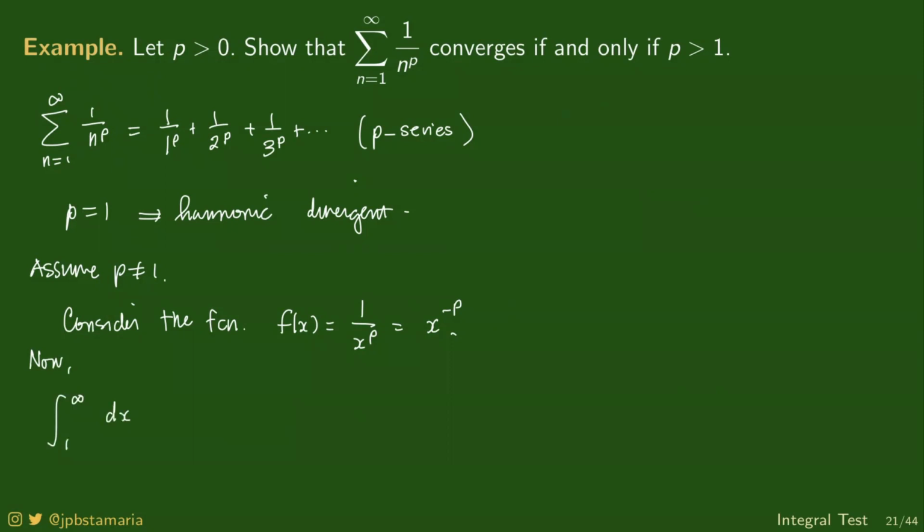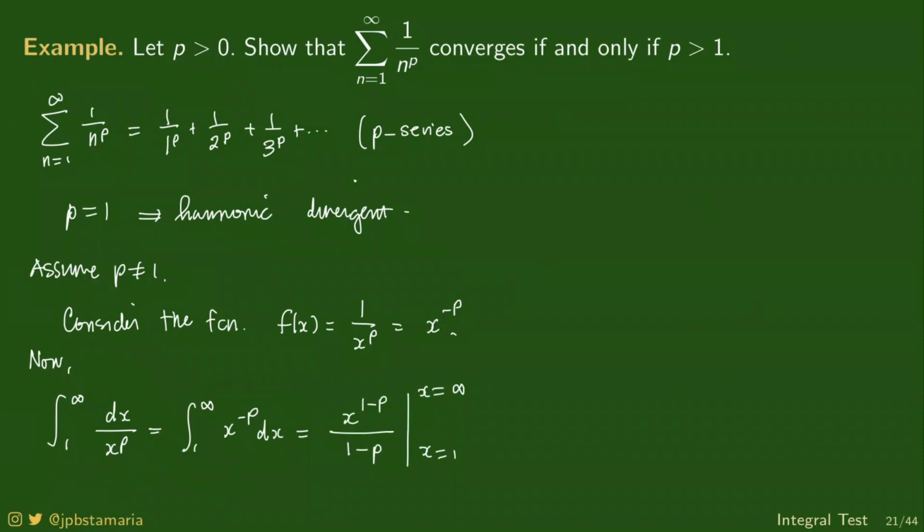So you get something like this. How do we integrate this when P is not 1? Because when P is 1, the integral is ln. But P is no longer 1, so this is just the power formula. So we get x to the 1 minus P over 1 minus P. I added 1 to the exponent, and I divided by the new exponent, evaluated from 1 to infinity. What will happen here?